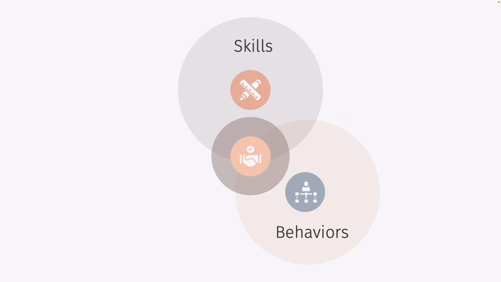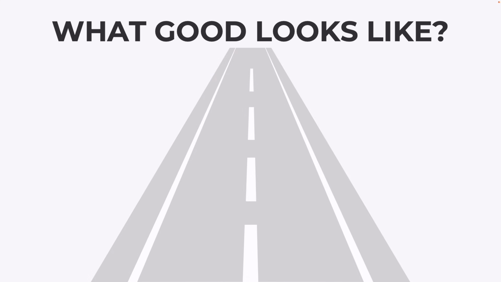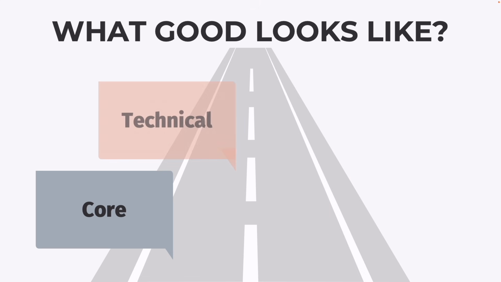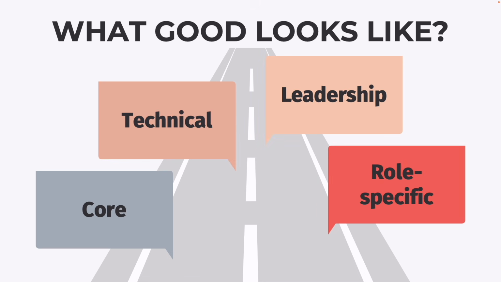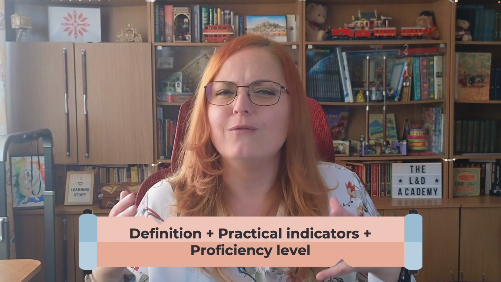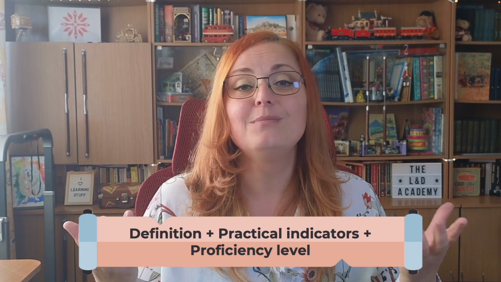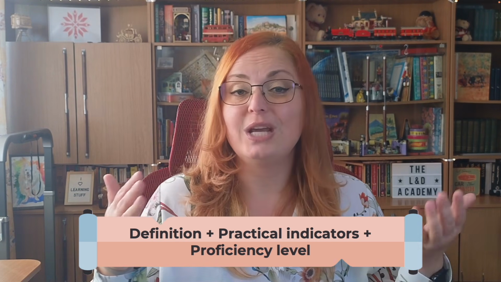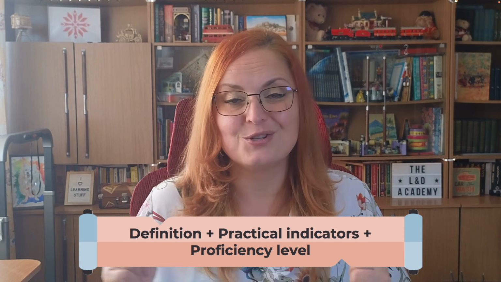A competency framework is a structured way of describing the skills, behaviors, and knowledge people need to succeed in specific roles. Think of it as a roadmap. It outlines what good looks like at different levels, often broken down into core, technical, leadership, or role-specific competencies. Each competency usually includes a definition, plus clear indicators of what it looks like in practice, often by proficiency levels: beginner, intermediate, advanced, expert, and so on.